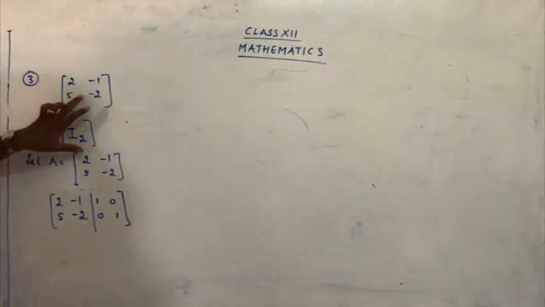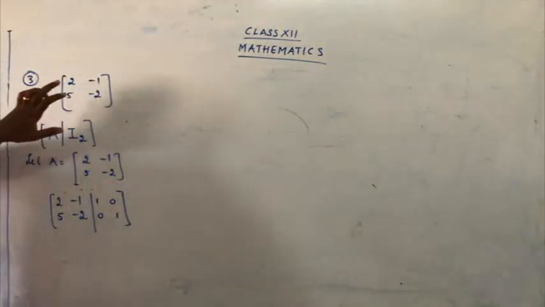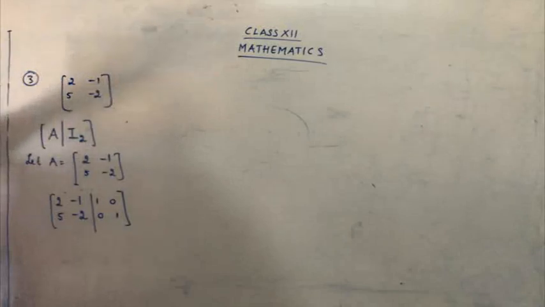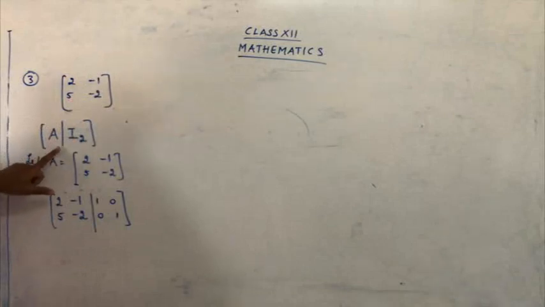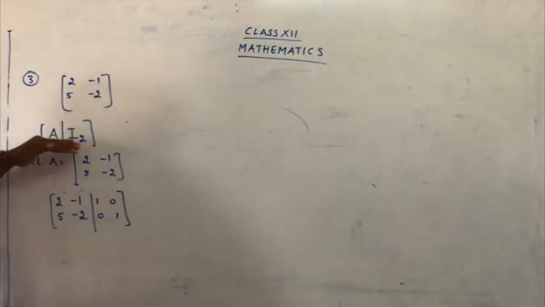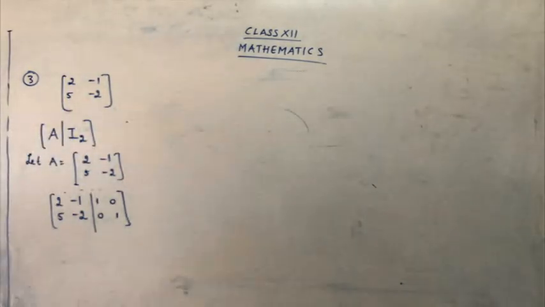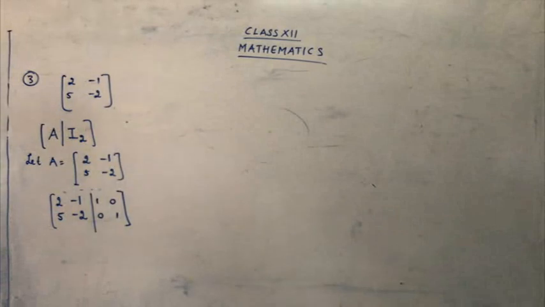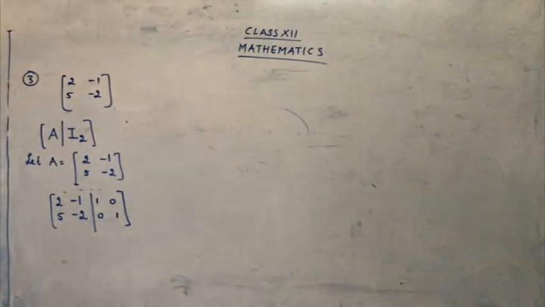Let me tell you what we are doing. The question is to find the inverse. We have already found inverses in exercise 1.1, but this is different. Here, the question is to find the inverse by using the Gauss-Jordan method. When you are applying the Gauss-Jordan method, you have to write the matrix as an augmented matrix, that is A by I2. What is A here? 2, minus 1, 5, minus 2. So let's write the matrix as an augmented matrix. It becomes 2, minus 1, 5, minus 2. Put a line over there. Write the identity matrix, that is 1, 0, 0, 1.